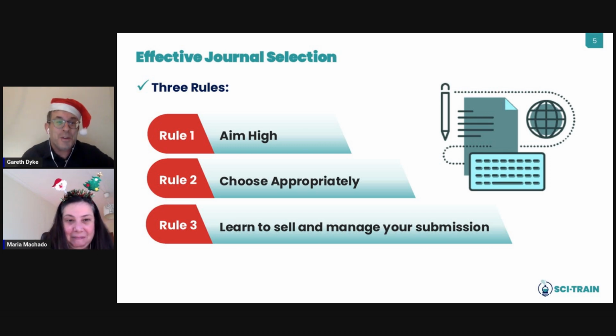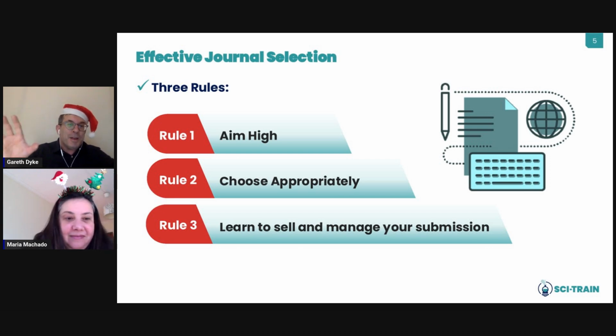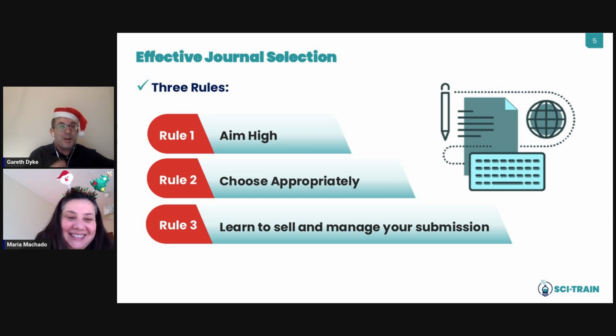Aim high if you can. We were always taught as PhD students to try to put our publications into journals with the best reputation possible, the highest impact factor possible if we could, but nevertheless, do attend one of our SciTrain events. We'll help you with this journal selection process. If you have any questions, you can get in touch with us as well, because you can't always publish everything in the Lancet, in Nature, in Science, right, Marie? You've got to choose appropriately for your submissions.